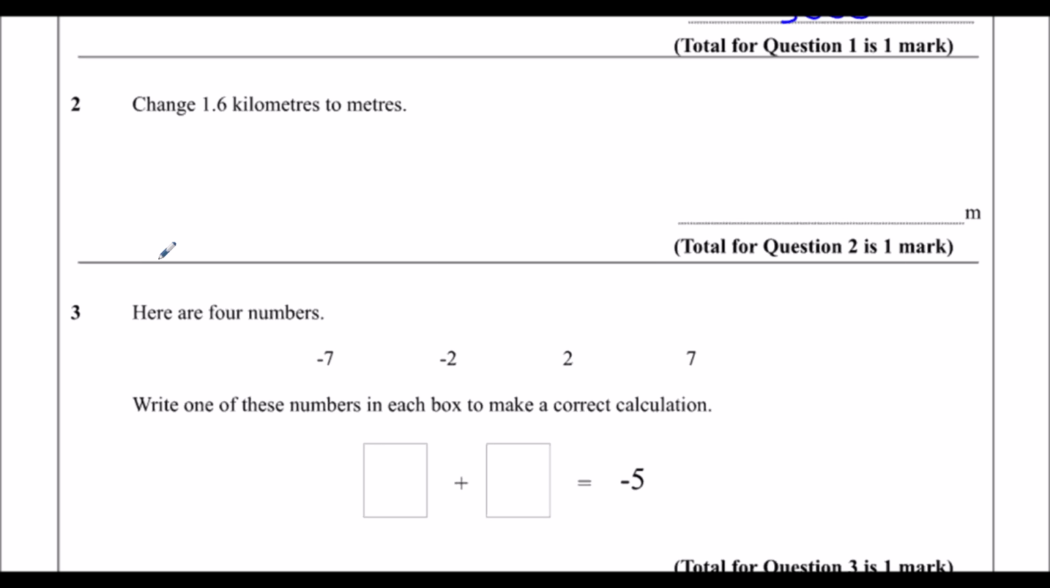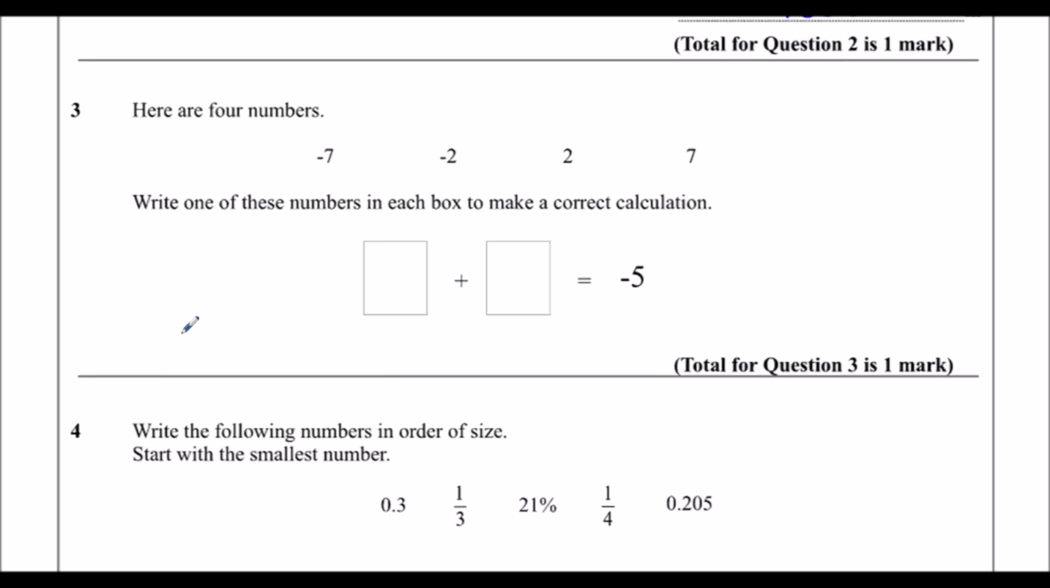Question 2, change 1.6 kilometers to meters. So whenever you have kilo, whenever you have this K, it means 1,000. So we've got 1.6 thousand meters. So 1.6 times 1,000 is 1,600. Every 1,000 meters makes a kilometer.